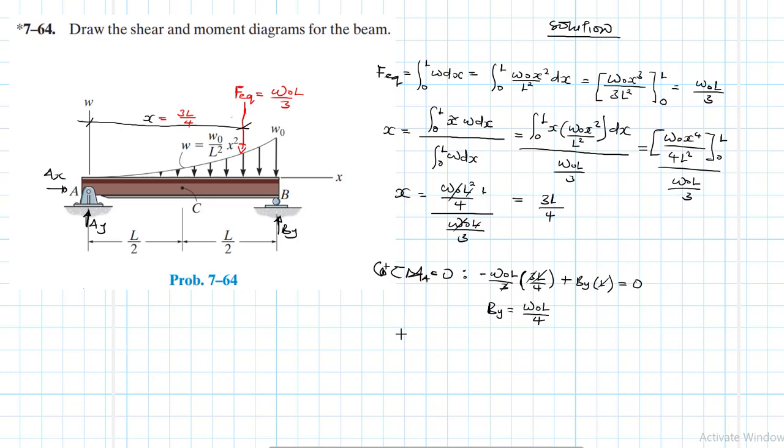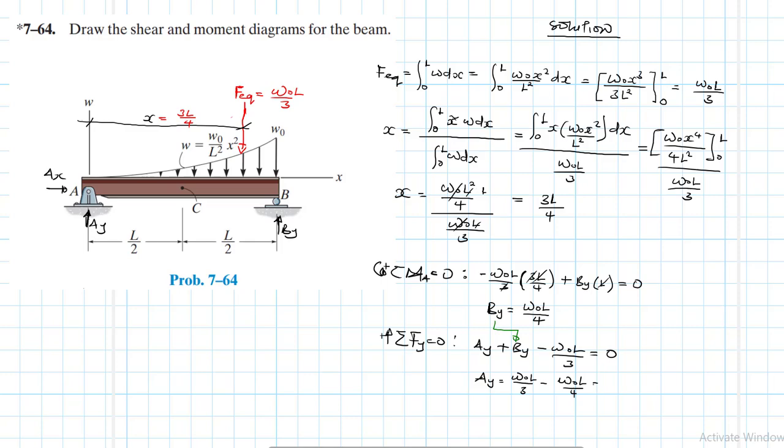Okay, and then let's have summation of forces in the Y like so. What do we have? We have Ay plus By minus W naught L over 3 is equal to 0. We've already found what By is. So our Ay will therefore be equal to W naught L divided by 3 minus By, which is W naught L over 4.